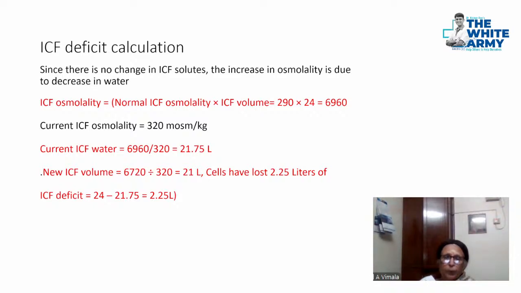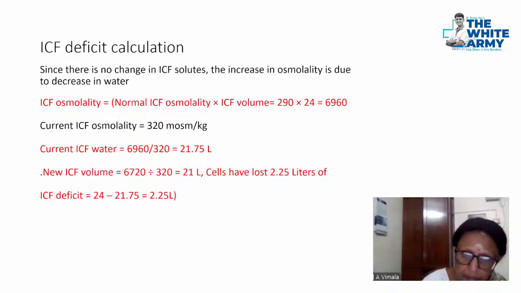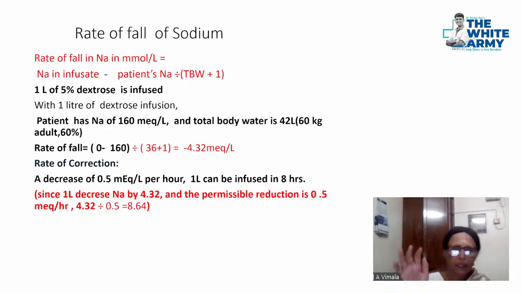Originally, we said it was 24. So the fluid deficit here is 24 minus 21.75. That is 2.25 liters. So this patient has got an intracellular fluid deficit of 2.25 liters. At least 50% should be corrected in the first 24 hours. Now, how will you calculate? This formula, again, we discussed when we discussed hyponatremia.